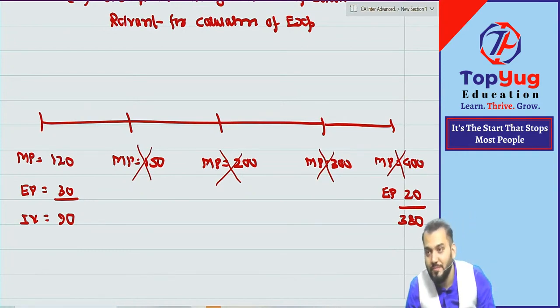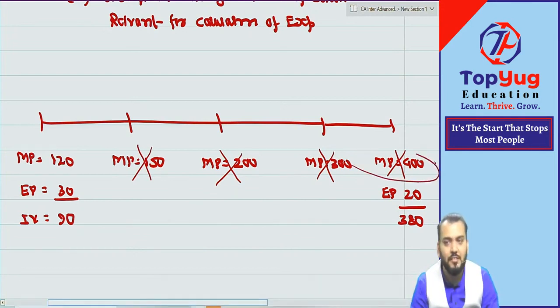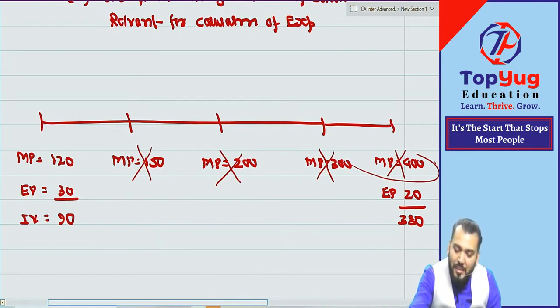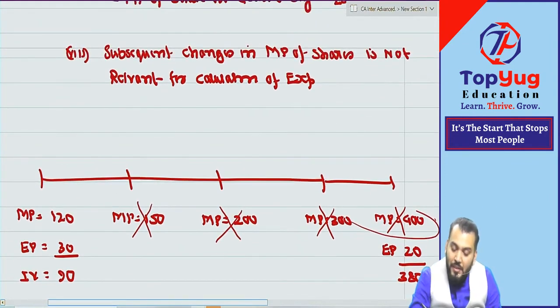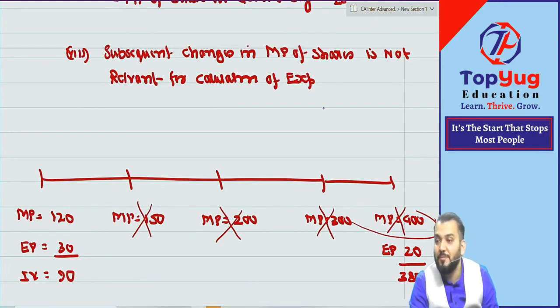Grant date. Understood? What did you understand? Whether you have understood why we are not considering this? You have not understood, because I have not explained; I have just given a statement. The statement is that subsequent changes in the market price of shares are not relevant for calculation of expense. You understood the statement, but have you understood the logic behind it? Why did you say understood? What did you understand? Nothing.